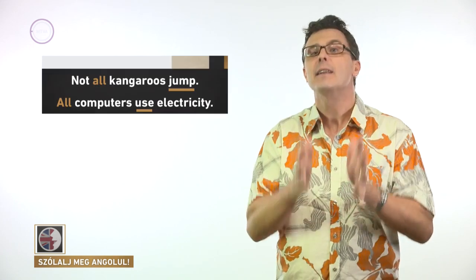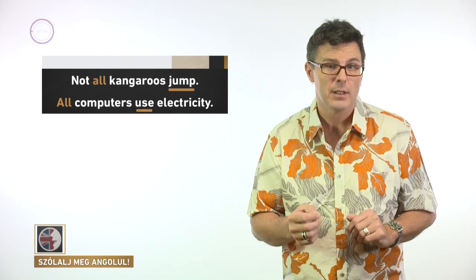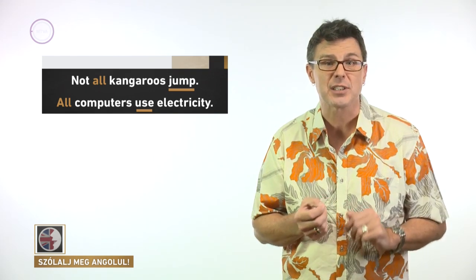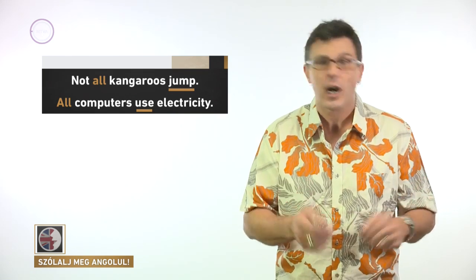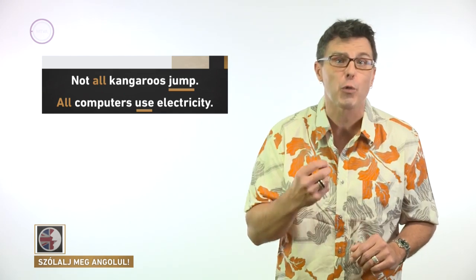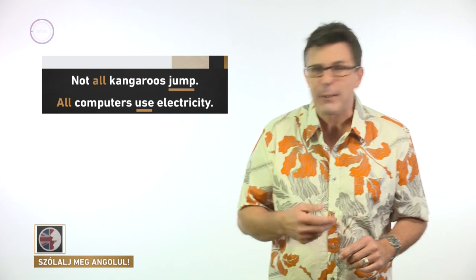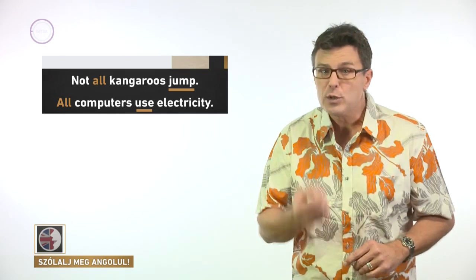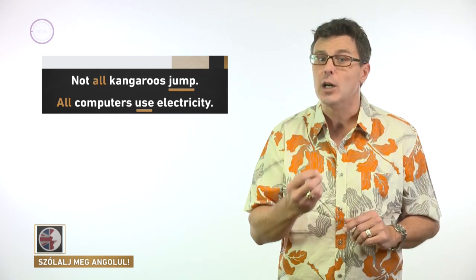If we change the 2 example sentences so that they use all instead of every, then we get these sentences. Not all kangaroos jump. All computers use electricity. So, we use a plural noun, kangaroos, after all in the first sentence. And we make sure that the verb to jump is in the plural form. They jump. Okay. Now, we do the same with the second example sentence. We use a plural noun after all, computers, and then we make sure that the verb is in the plural form.